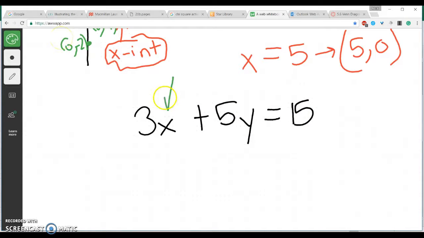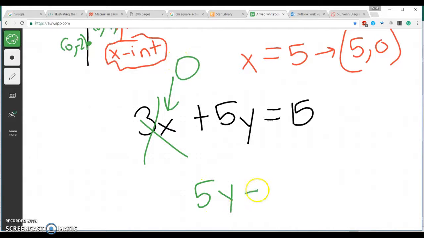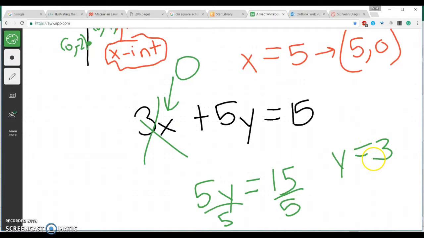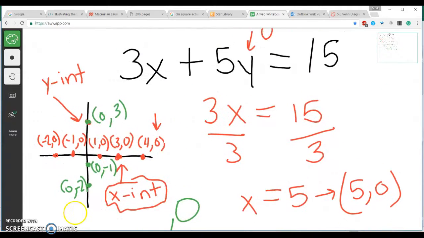I would plug in 0 for this x. Essentially that would cancel this and make it go away, and I'd have 5y equals 15. When I divide by 5, y would equal 3. So my point would be 0, 3 for my y-intercept. This is how it's going to work for every single example here today.